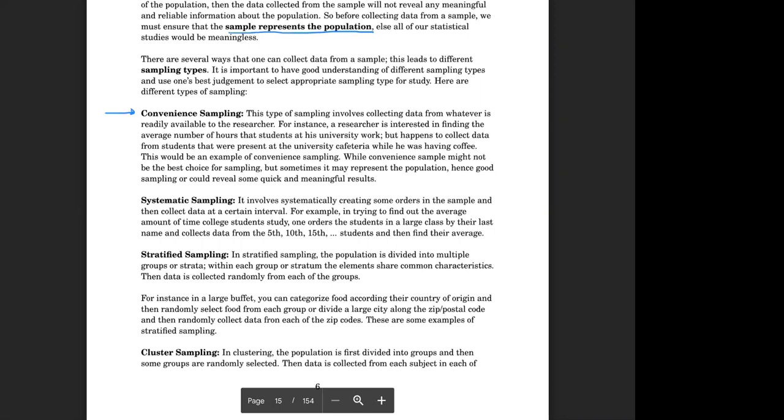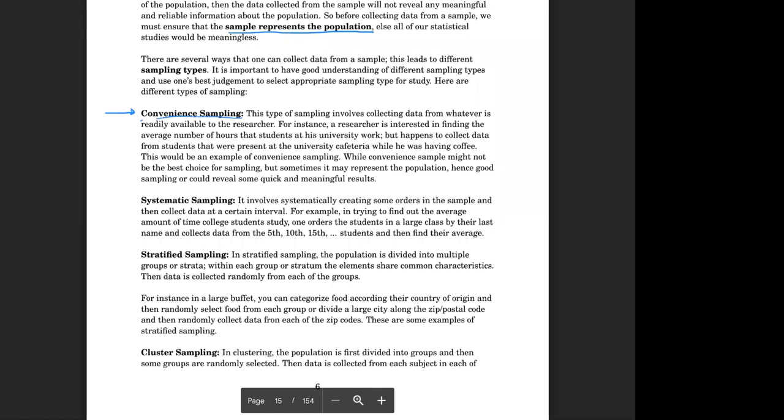Anyway, if you happen to be on campus at the cafeteria having lunch, and you want to find out some information about the students at your school, and you collect data from people in the cafeteria who are readily available to you, it could sometimes be good sampling, but not necessarily always. So remember that. That's convenience sampling.